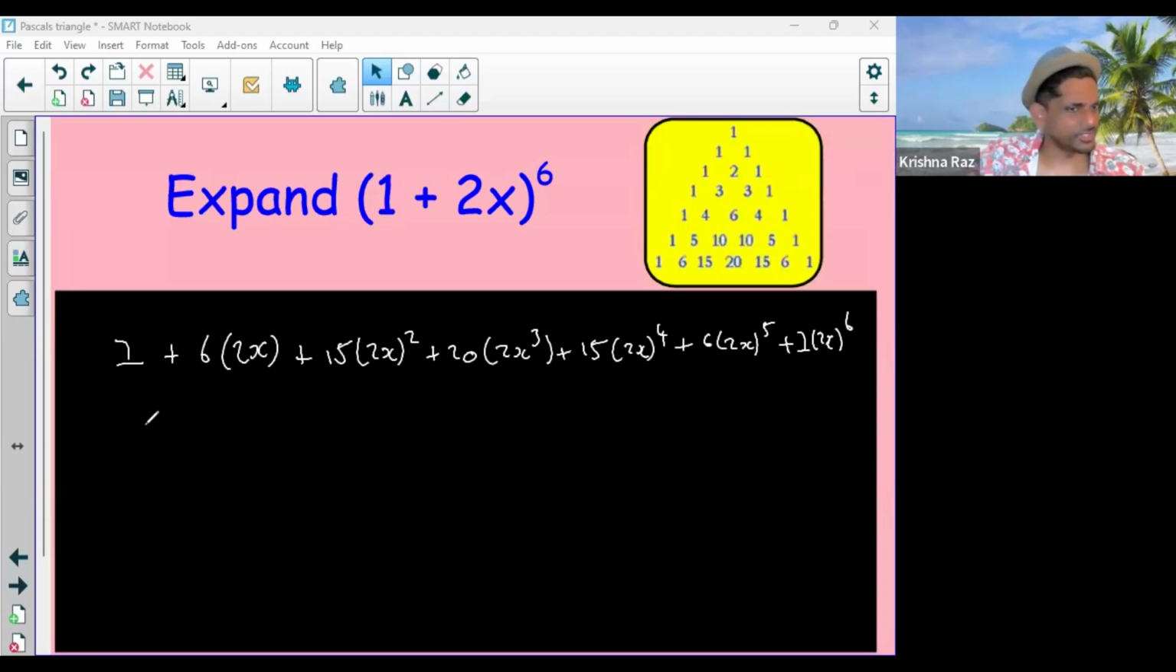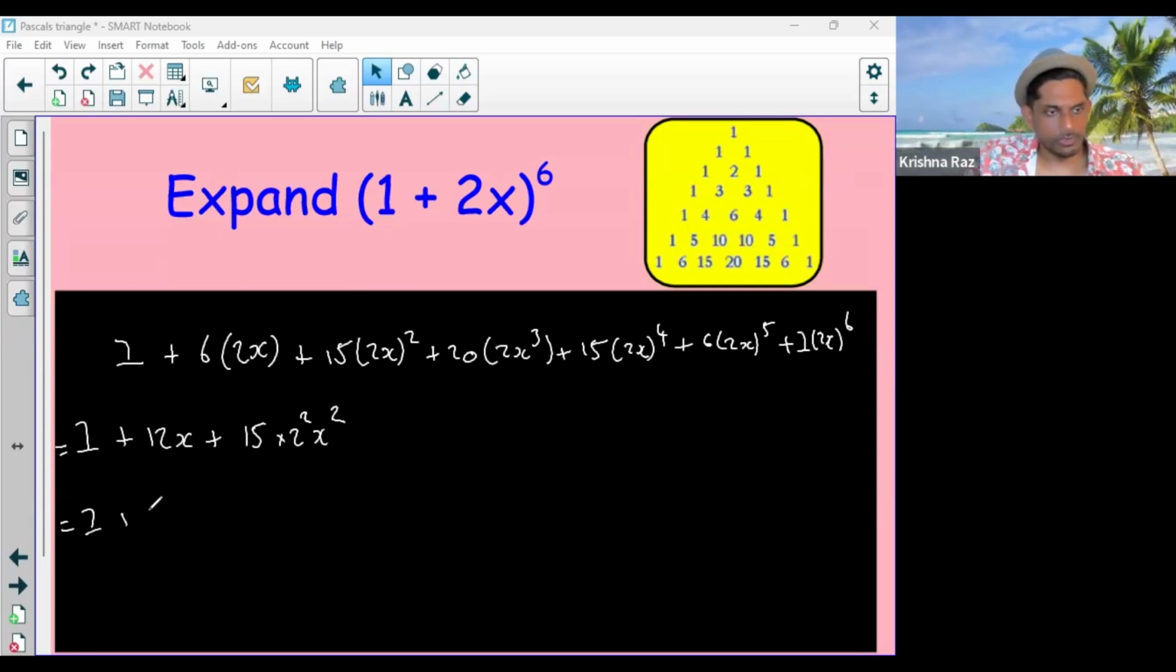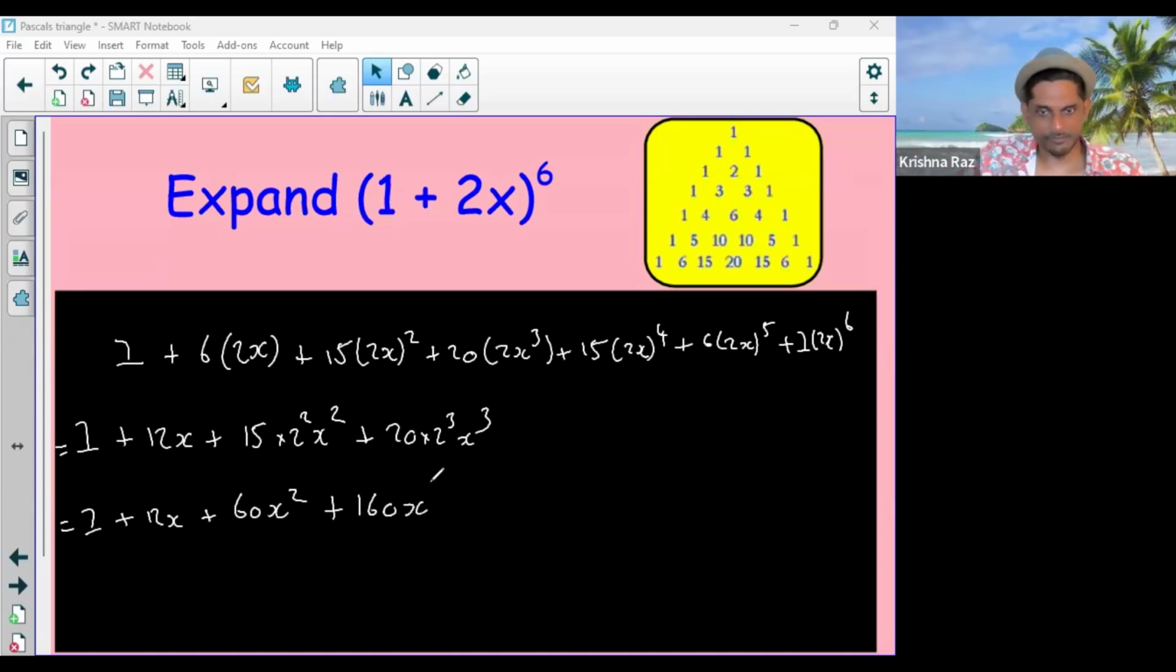So we've got a little bit of simplifying to do now, because the first one we're going to get 12x, but now we're going to get 15 times 2 squared, x squared, which would have been 15 times 4. So that one's easy. So I'll just do that now. Next one, we've got 20 times 2 cubed, x cubed. So again, that would have been 2 cubed is 8. So 20 times 8 is 160.